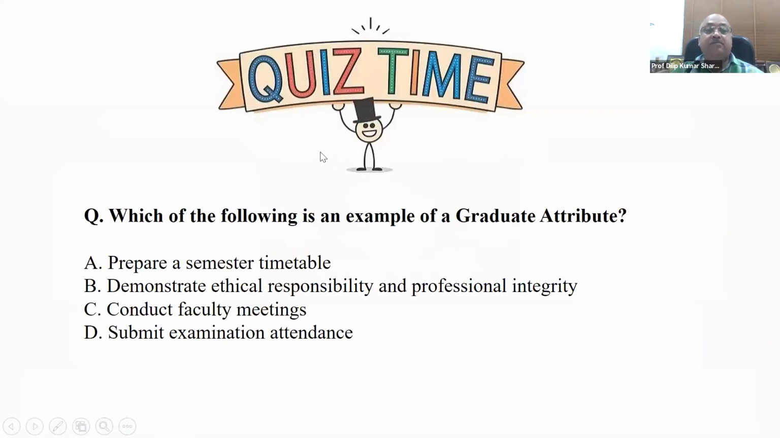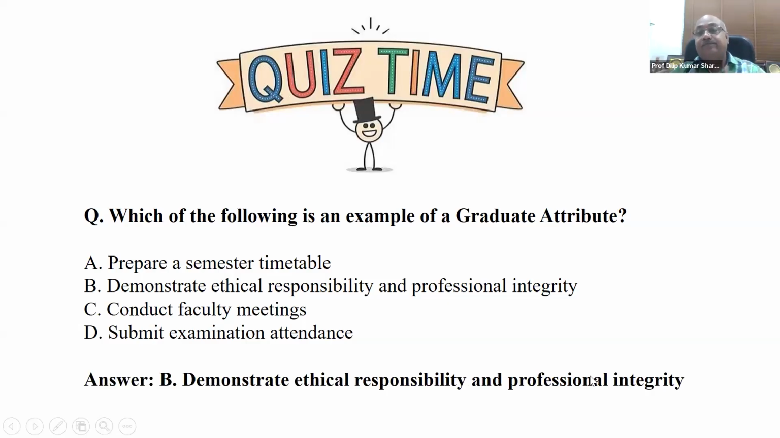So quiz time, please give the answer. What is the answer? Please give the answer. Very nice. All are giving the correct answers. Very good. So B is the correct answer for that. Right?